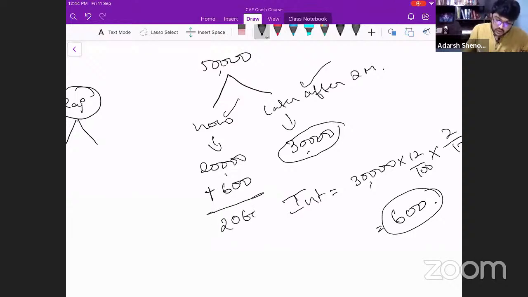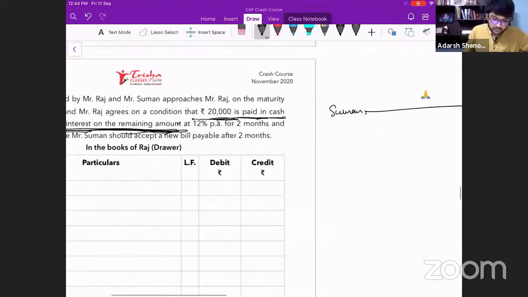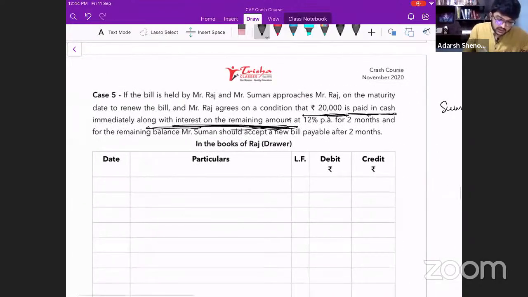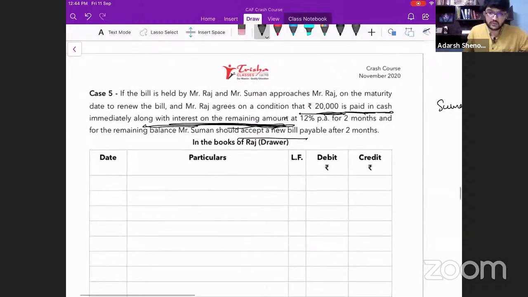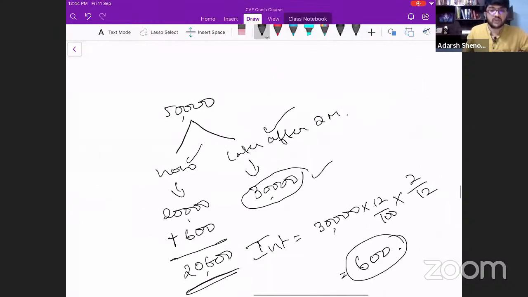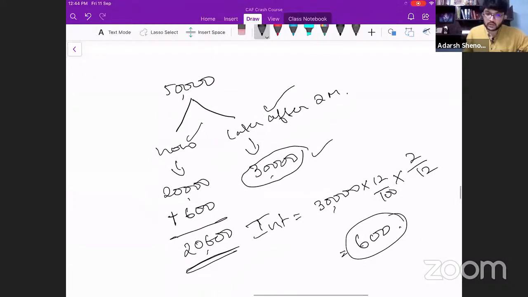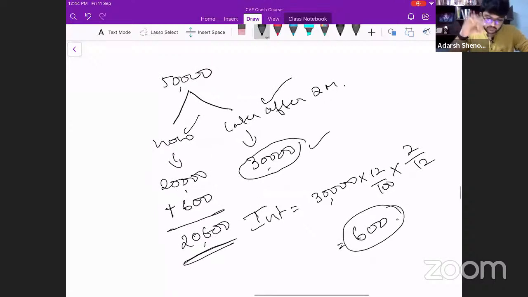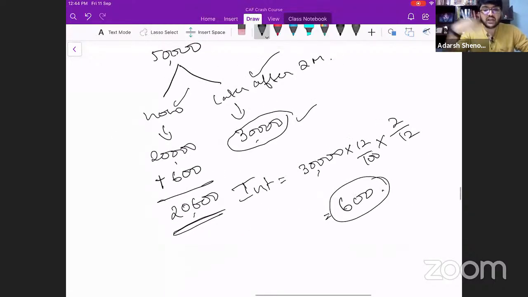And then he has told second condition. What is the second condition? For the remaining balance, I have to accept a new bill. What is the remaining balance? 30,000 rupees. For 30,000 rupees, I have to accept a new bill. Now, question can be a little different over here. Here they have said upfront only, now only we are paying the face value, that is 20,000 plus 600. 20,600 we are paying. In this question, they have mentioned like that.